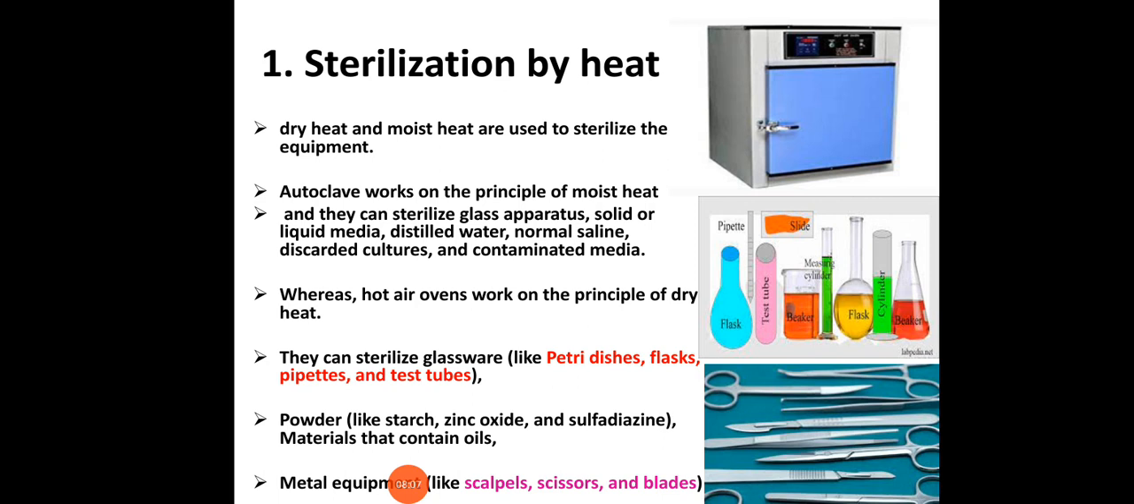Metal equipment like scalpels, scissors, and blades. All these things are sterilized with heat, either moist heat or dry heat. Dry heat is provided by the hot air oven, and moist heat by the autoclave.